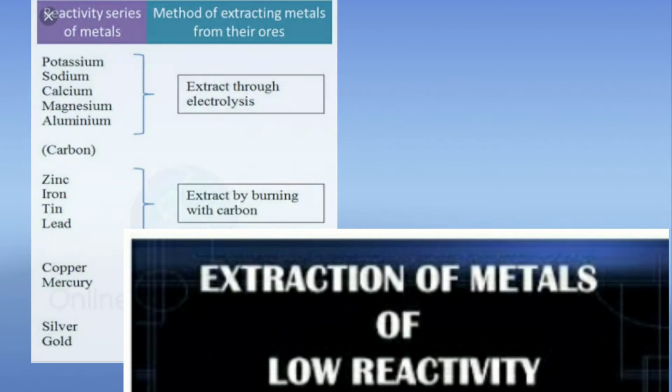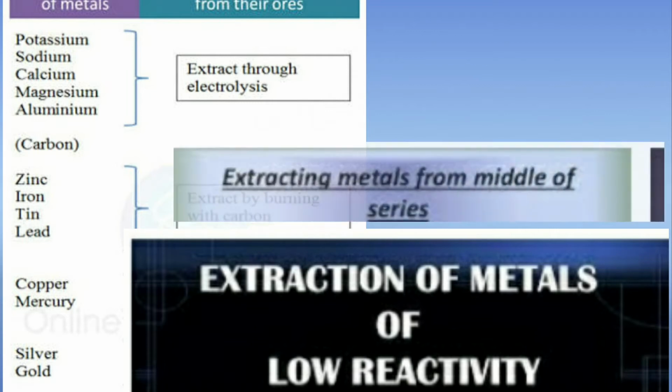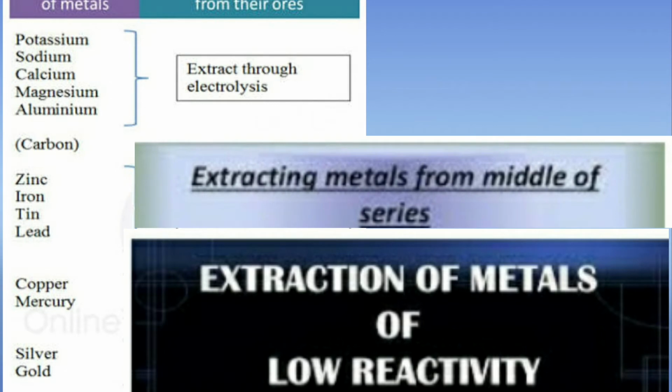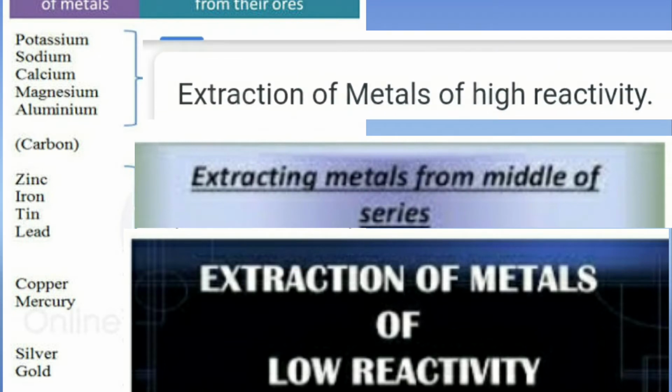The first is extracting metals present low in the activity series. So the metals which are present at the lowest of the activity series are extracted in one way, and the metals which are present in the middle of the activity series are also extracted, and the metals which are present high up in the activity series are also extracted in a different way.